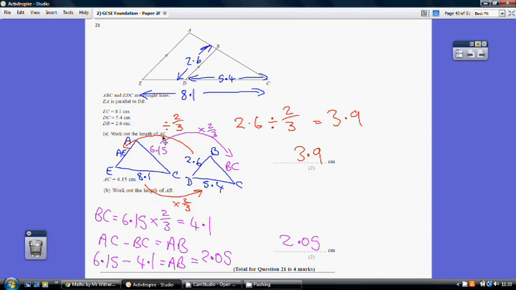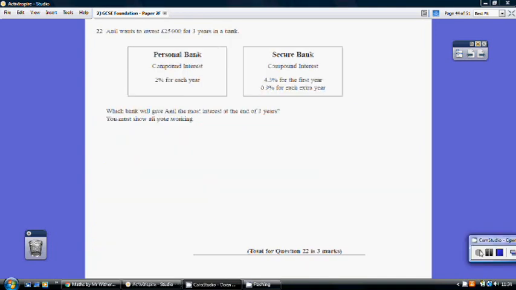So work out the length of AE. So AE is this length here. So I've got to take my 2.6 and I'm going to divide that by 2/3, or multiply it by 1.5 if you prefer, same thing, multiplying it by 3/2.